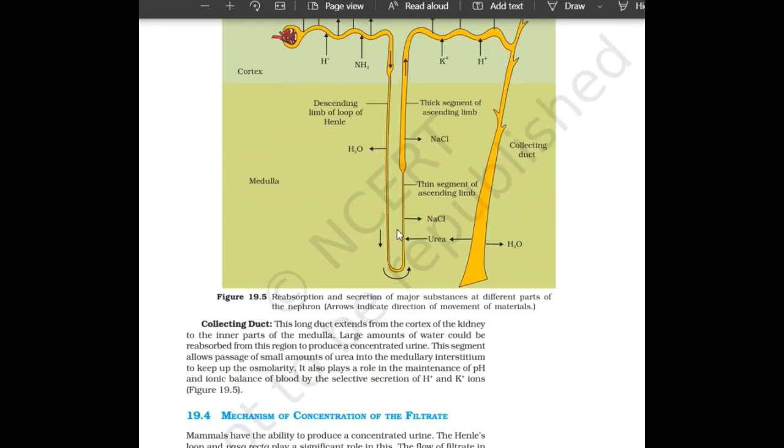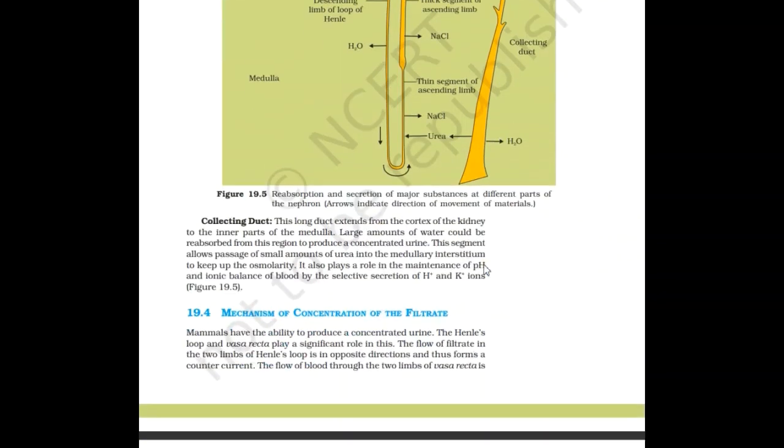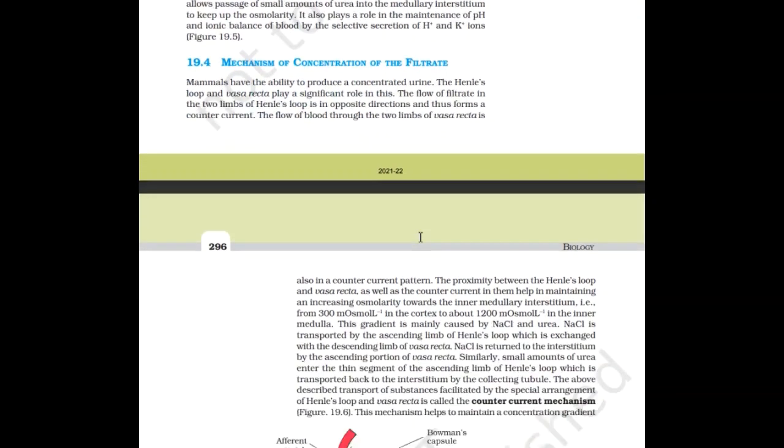The descending limb of loop of Henle is permeable to water, so it concentrates the urine, while the ascending limb of loop of Henle is impermeable to water, so it dilutes the urine. It exchanges NaCl. In the collecting duct, some amount of water and urea are released into the interstitial space. Let us see the mechanism of concentration of the filtrate.